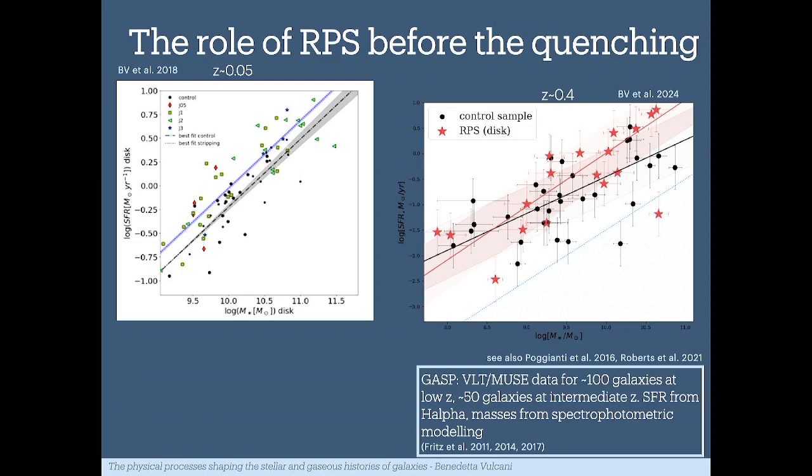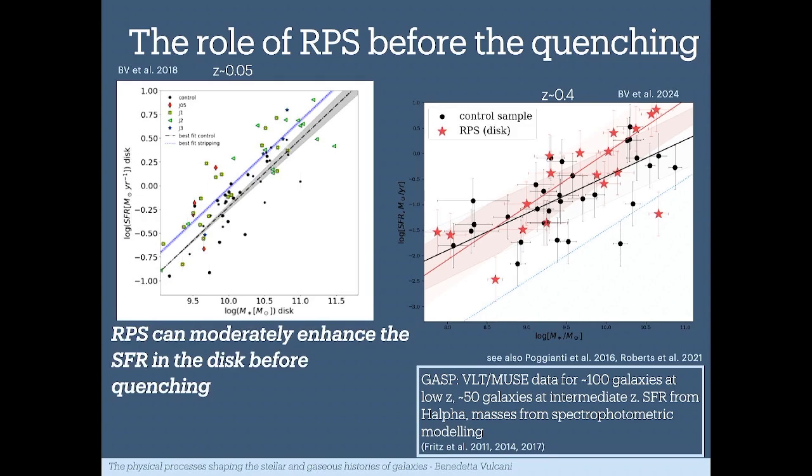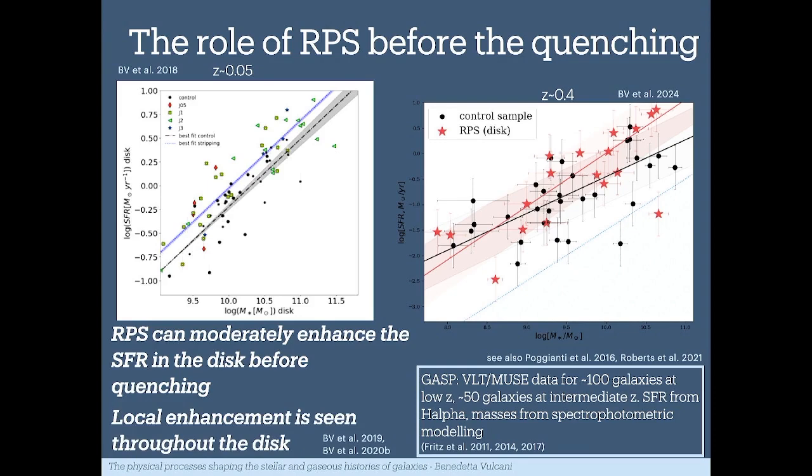And in both cases, black points are undisturbed galaxies, colored points are RAM pressure stripped galaxies. And in both cases, we see an enhancement in star formation rates in the disk of RAM pressure stripped galaxies. So this is again a suggestion that RAM pressure stripping can enhance the star formation in the disk before leading to quenching. And we see similar things, Stephanie already mentioned this, also on local scale. We really see a local enhancement in each region of the galaxies.